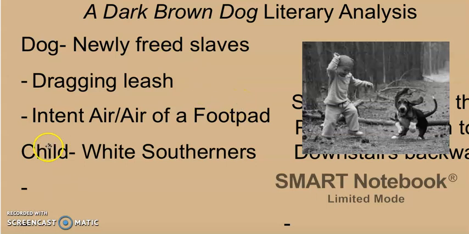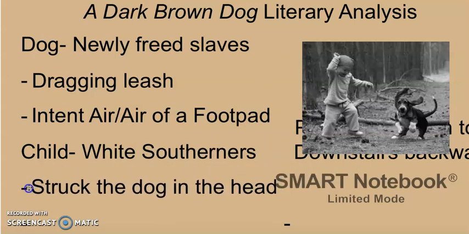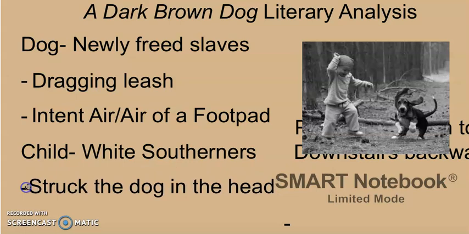So now let's talk a little bit about the child. You may remember that the child is supposed to represent the new generation of white Southerners. So what can we say about them? Well, the child first struck the dog in the head, and this is in paragraph 3, and you may remember it was just what seemed to be an innocent interaction between the dog and child.